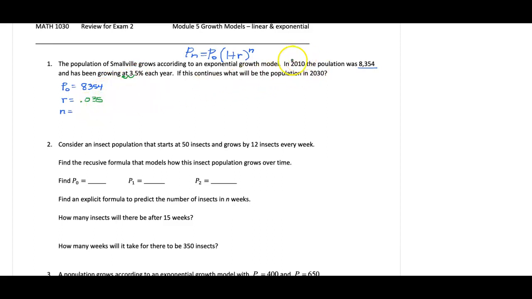And then when we're looking at this, I want you to think about this 2010, that's our start date. So it's kind of like that's when N is 0, right? And then this is the date that we're looking at. And so really, to figure out what our N is, we need to subtract those 2 things. So 2030 minus 2010 is going to be 20 years is what we want to use for our N.